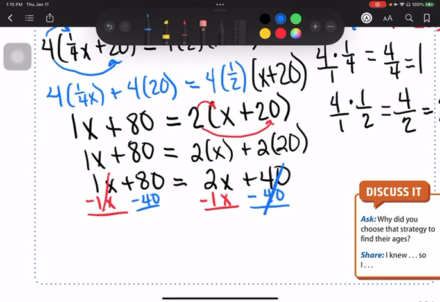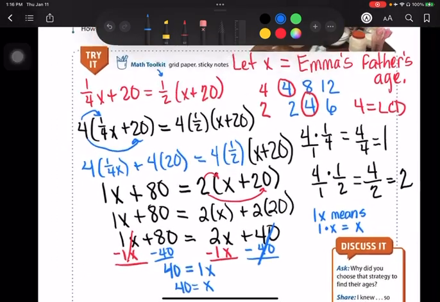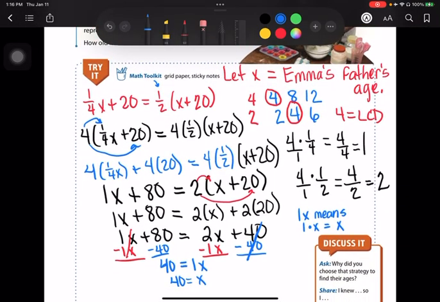Now this cancels. So now I have 80 minus 40, which is 40, and 2x minus 1x is 1x. What does 1x mean? It means 1 times x, which equals x. So 40 equals x. So what did x represent in the beginning? x was Emma's father's age.